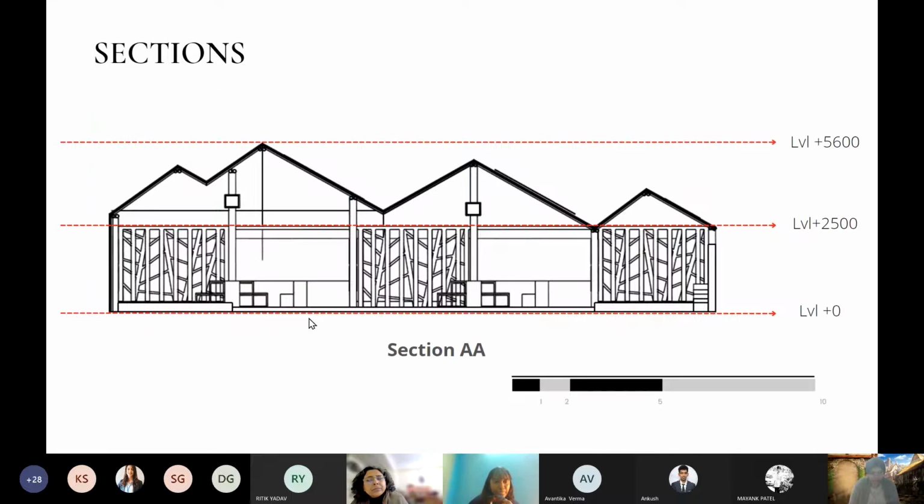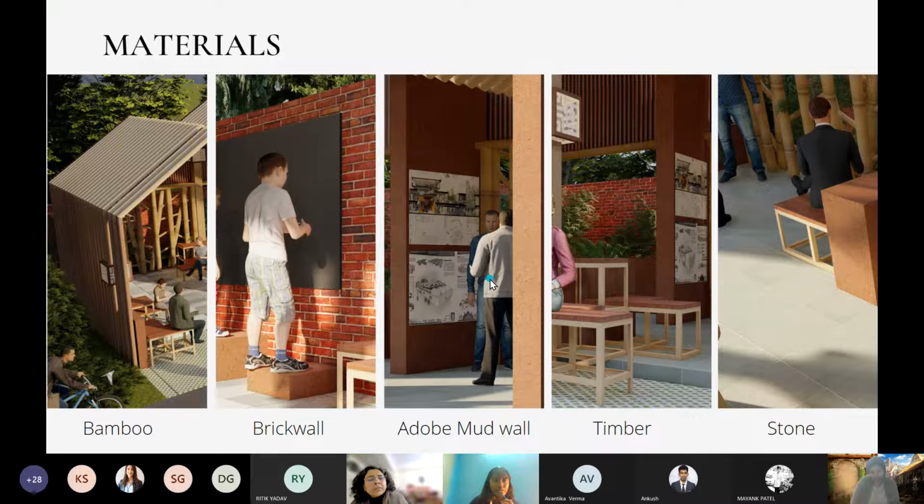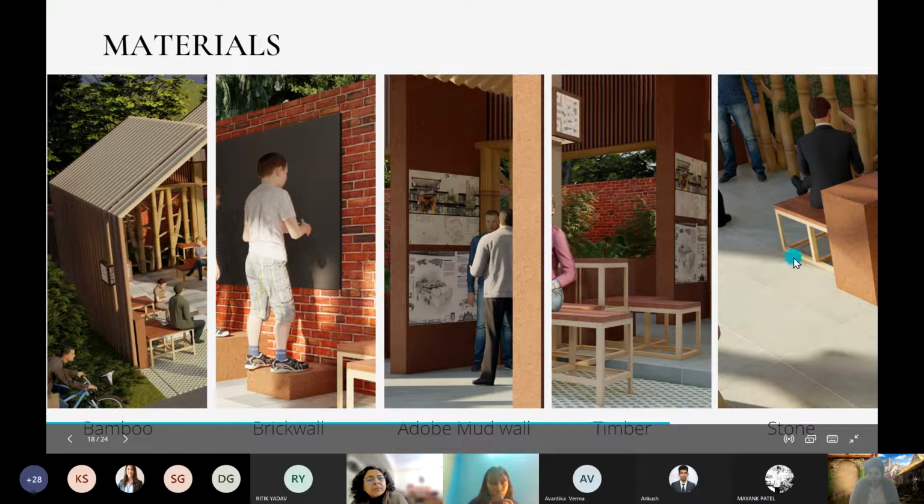And this is a section which shows the semi-open seating as well as the backside bamboo barrier. Our material palette includes bamboo, which is used mostly in our structure, and a brick wall, and the adobe mud wall for the panel display, and the timber semi-open seaters and stone flooring.